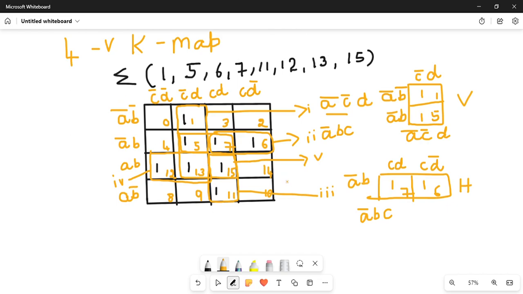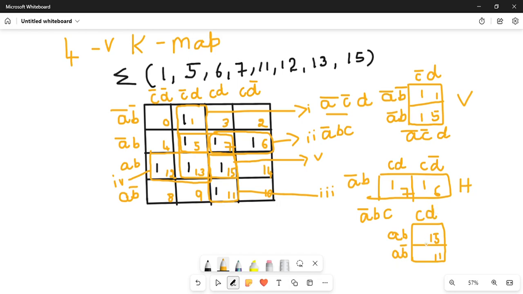Now, what is group number 3? Group number 3 is a group of 15 and 11. We have grouped the 15 and 11 cells. According to the grouping of 15 and 11 cells, it is nothing but a vertical grouping, and you have AB and AB bar. So this is a vertical grouping with two terms, AB and AB bar, and in this column we have CD.